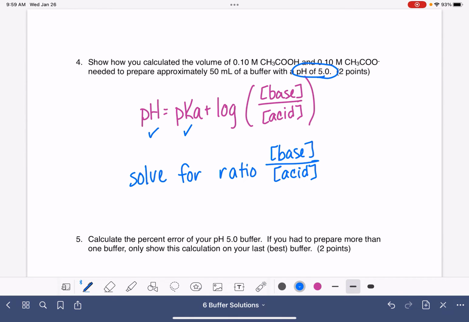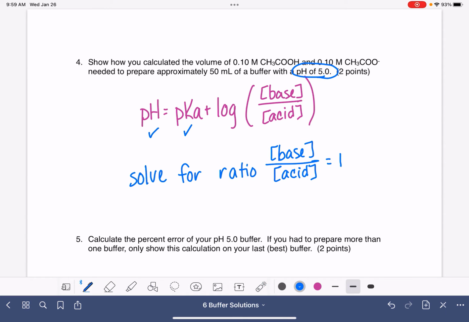So let's just say that you end up with the base to the acid being equal to 1. That would mean that you needed a 1-to-1 ratio of the base and the acid, and you would want to mix them in equal volumes. Let's say that you ended up with a ratio of 3. This would mean you would need the base to have a concentration 3 times greater than the acid. So whatever this number is here that you get, you're going to use that.